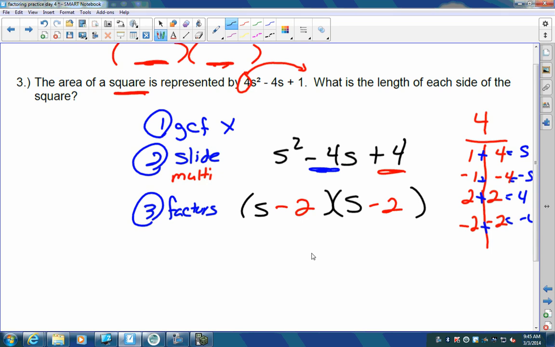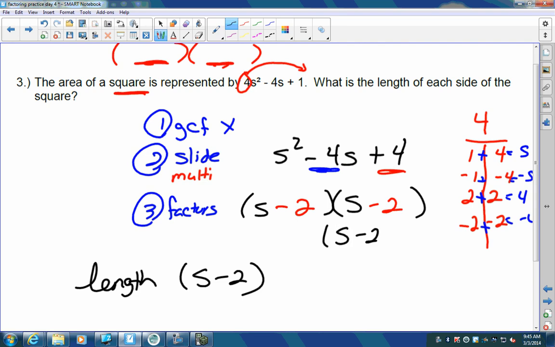When it says, what is the length? My length is going to be s minus 2. Let's remember that if I wanted to write s minus 2 times s minus 2, I also could write it as s minus 2 squared. But when it's asking you for the length, it's just one of those.